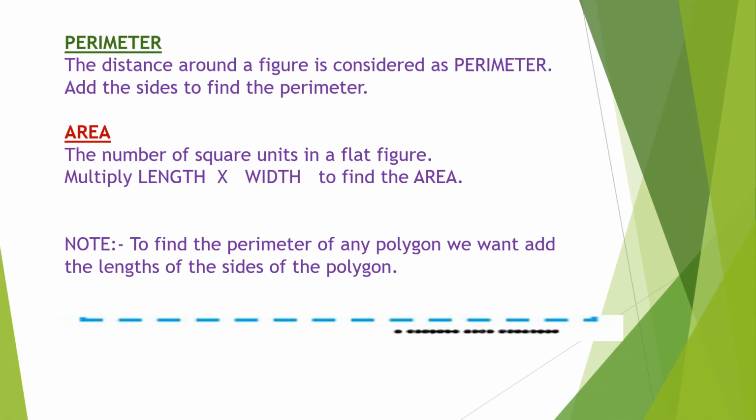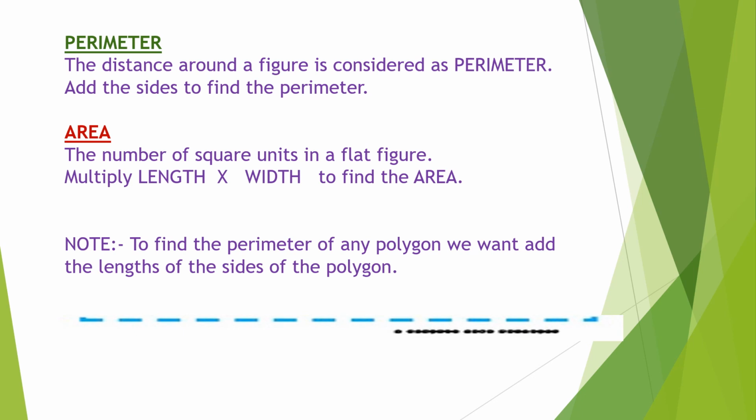Now let us know about the perimeter and area. Children, perimeter means the distance around a figure. If your book is there, the perimeter of your book is the sum of the lengths of all the sides of your book. In the same way, the perimeter of a polygon or a quadrilateral means the sum of all the four sides. To obtain the perimeter of any polygon, we want to add the sides of the polygon or sides of the quadrilateral.